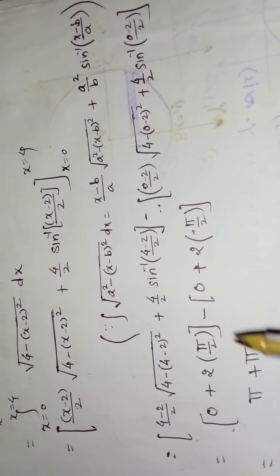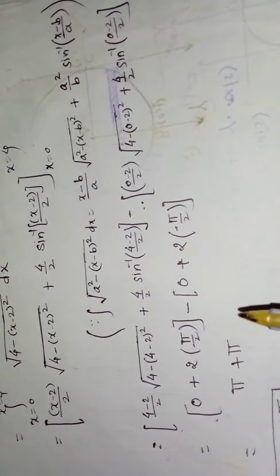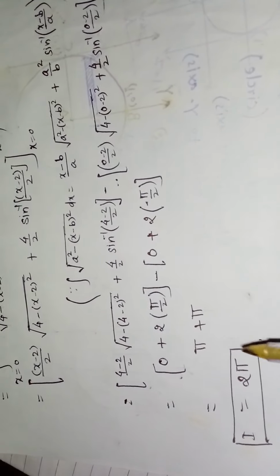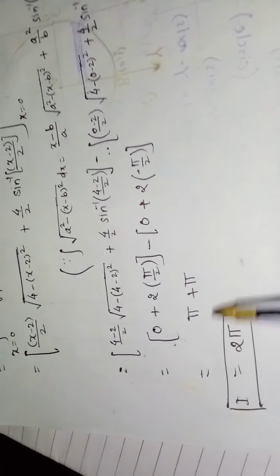So if I calculate this, I will get pi plus pi, and pi plus pi is 2 pi. So that is our final answer.